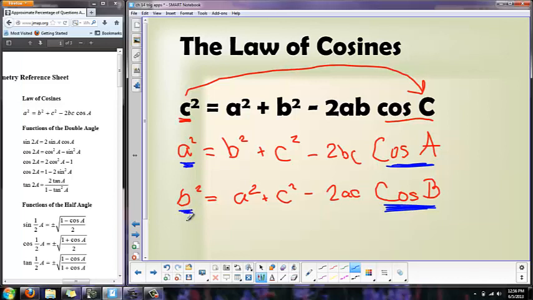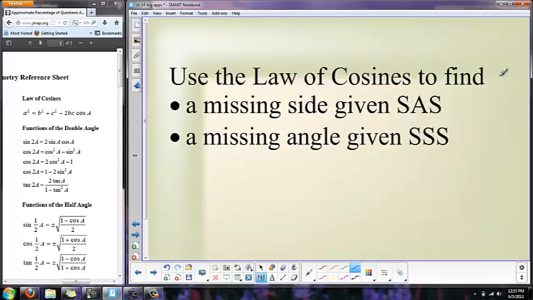Besides that, this equation is awesome because you don't have to memorize it, and all that you're going to use it for is to plug in values and then solve. That's it. So let's see. You use the law of cosines to find a missing side if you're given side angle side. So let me draw a triangle for you.